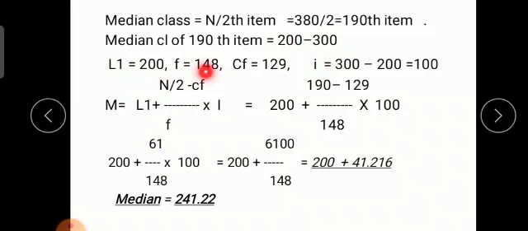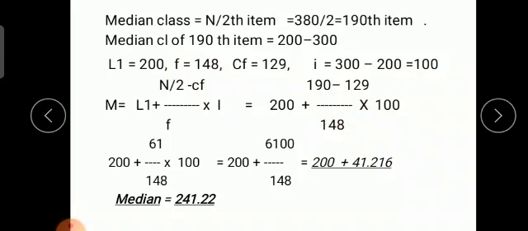The frequency in that median class is 148, and the cumulative frequency preceding the median class is 129. I, the size of the class interval, is the upper limit minus the lower limit, which is 100. So put the values here. L1 is 200 plus n upon 2, which is 380 divided by 2, 190. So you put 190 minus the CF 129, divided by the simple frequency 148, into the class size, that is 300 minus 200, which is 100.